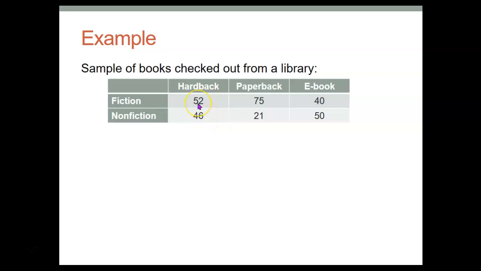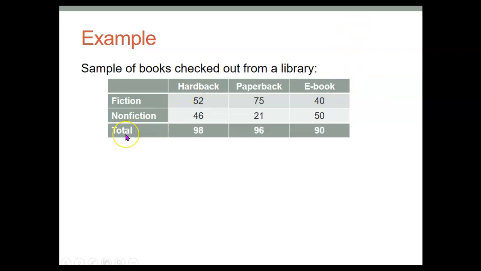So for example, there were 52 hardback fiction books checked out and 50 nonfiction ebooks. And before we do anything else, it's going to be convenient to get some totals. So if we add together the fiction and nonfiction hardback books, that's a total of 98 hardbacks, 96 paperbacks, and 90 ebooks that were checked out.